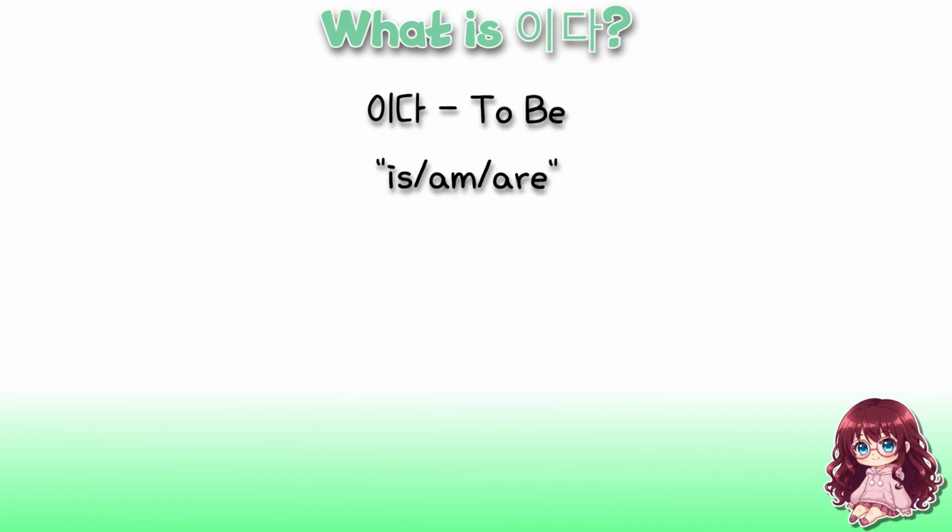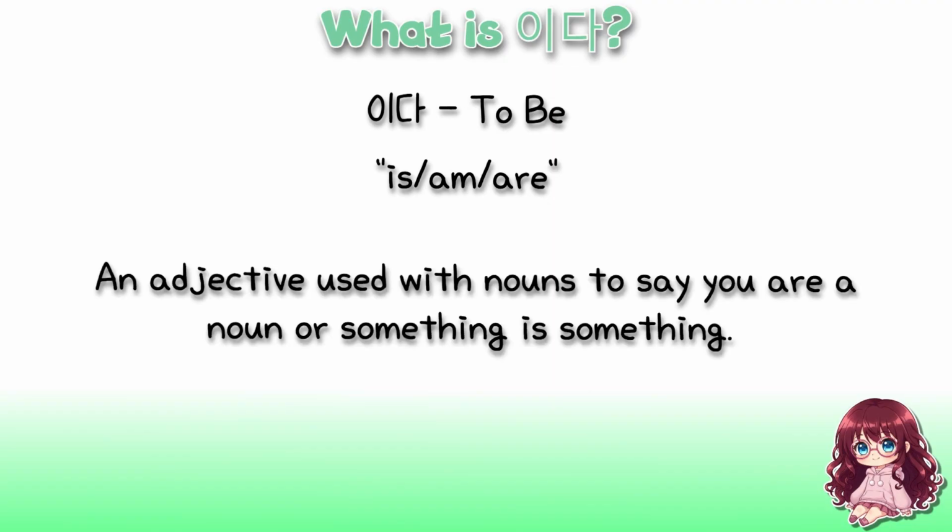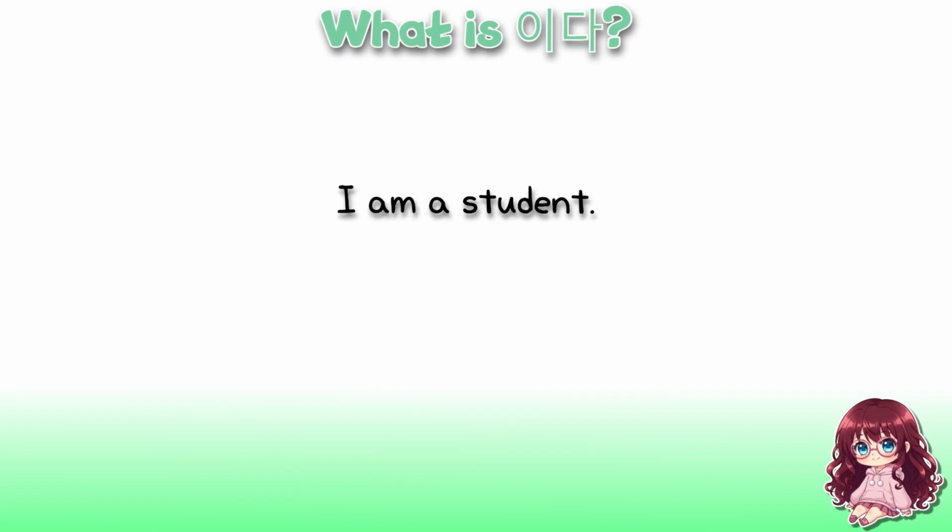Ida means to be, like is, am, are. I'm going to make some distinctions to better help you understand the usage of ida. How this is used is not the same way it's used in English, which can be very confusing grammatically. Ida is an adjective used with nouns to say you are a noun or something is a noun. Let's take, for example, this sentence. I am a student. You are saying that you are a noun, the noun here being a student.